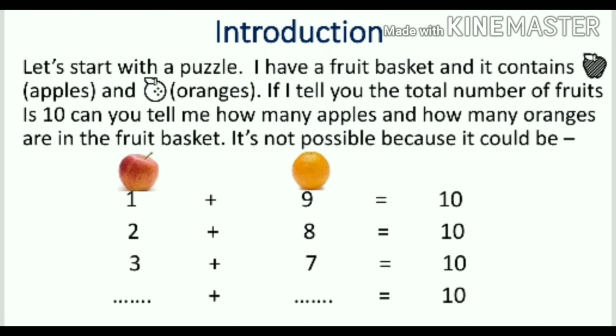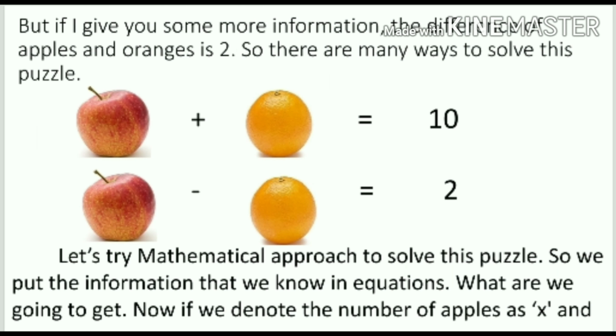Now let's start the introduction. Let's suppose I am giving you a puzzle. I have a fruit basket and it contains some apples and some oranges. If I tell you the total number of fruits is 10, can you tell me how many apples and how many oranges are in the fruit basket? No, because it is not possible, there could be many choices. Suppose 1 plus 9 is 10, 2 plus 8 is 10, it means 2 apples 8 oranges, 3 plus 7, 4 plus 6. So many conditions are there. It is incomplete information, so we cannot find it.